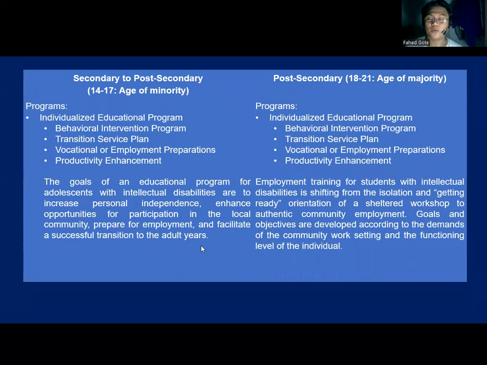Okay, so work is a crucial measure of any person's success during adulthood. It provides the primary opportunity for social interactions, a basis for personal identity and status, and a chance to contribute to the community. So these needs are basic to adults who have intellectual disability, just as they are for their peers without disabilities.